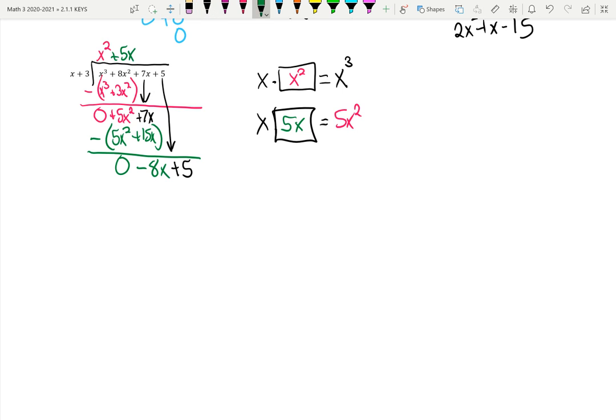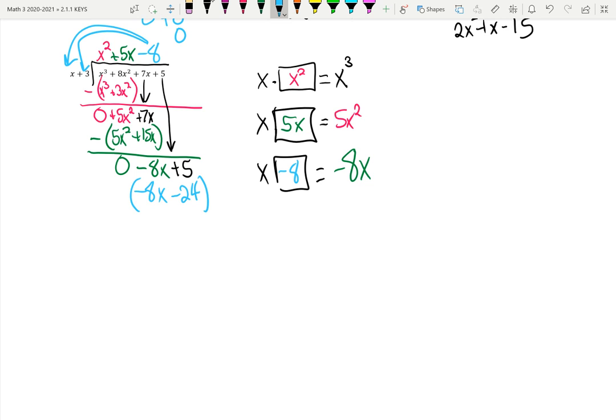I have to ask myself, how do I make a negative 8x when my leading term is x? x times what? Well, what's missing? Negative 8. I'm going to distribute it. So it's going to turn into negative 8x minus 24. And I have to remember I'm subtracting. This is going to be 0. And then it's going to turn into 29, which means I have a remainder of 29.